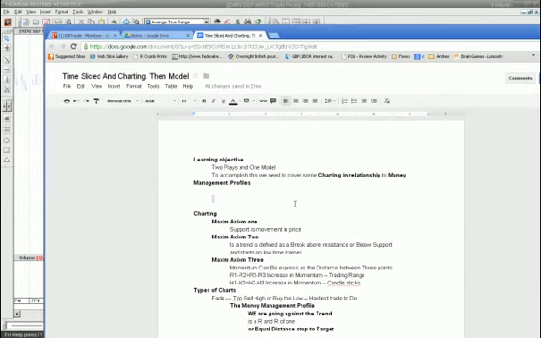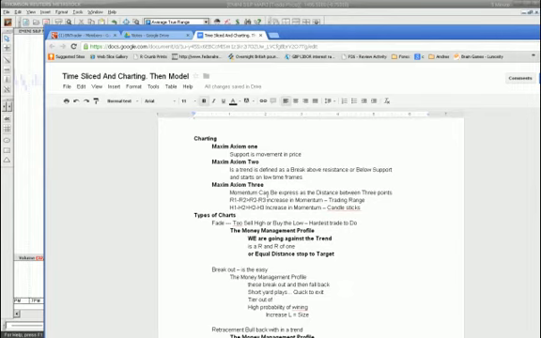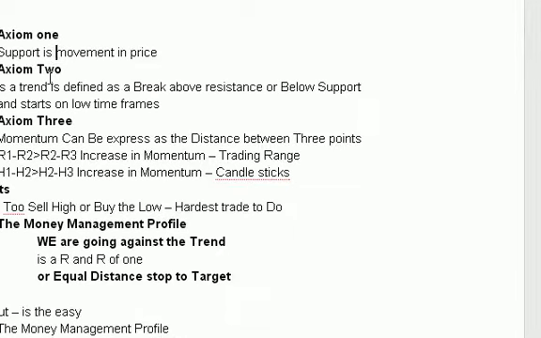So, learning objective. There are two models, and to accomplish getting our two models, we need to cover charting's relationship to money management profiles. Under charting, we have some rules. Support is an upward movement in price. We're missing the word upward. Upward movement in price.